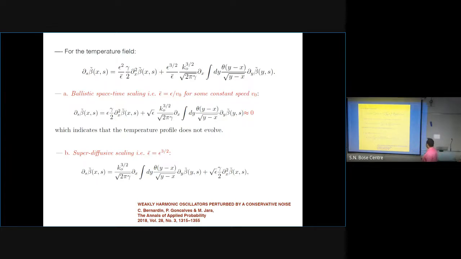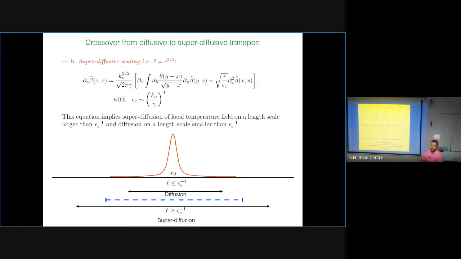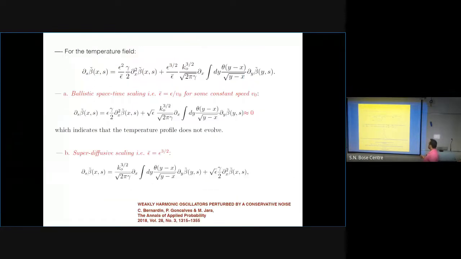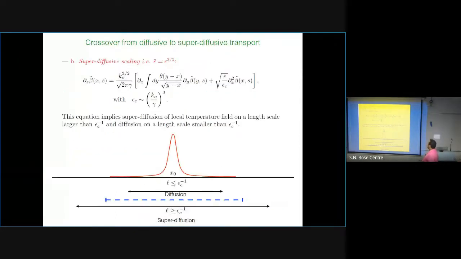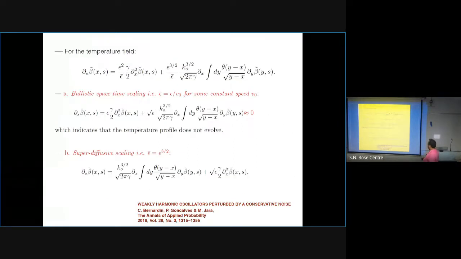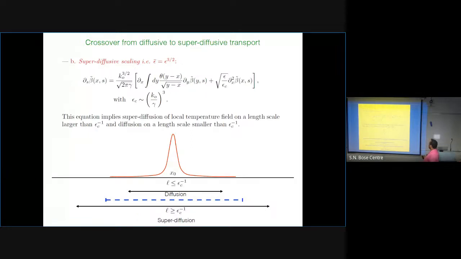Okay, so the mechanism is slightly different. The main equation we are solving is non-local, but it's a linear equation. Now if you do this super diffusive scaling, you get this term, but you can rewrite this equation in this form. And if you write it in this form, you have an epsilon c.